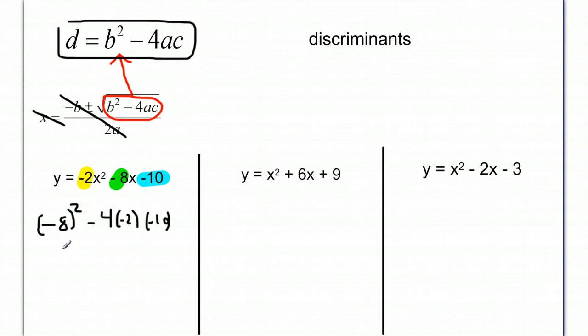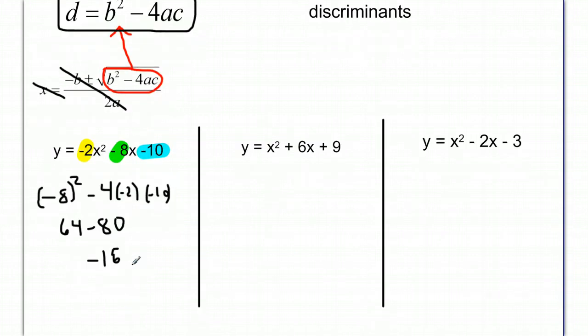So 8 squared is 64. If we add these up, we end up with a positive 20 times a negative 4, so negative 80. And we might recognize this from the earlier problem. But we end up with a discriminant of negative 16.